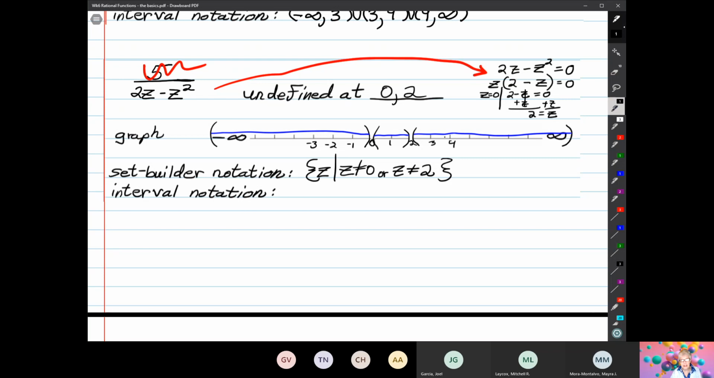Now in interval notation, we're just basically going to draw our three intervals. Negative infinity, comma, 0, parenthesis, union, parenthesis, 0, comma, 2, parenthesis, union, parenthesis, 2 to infinity.